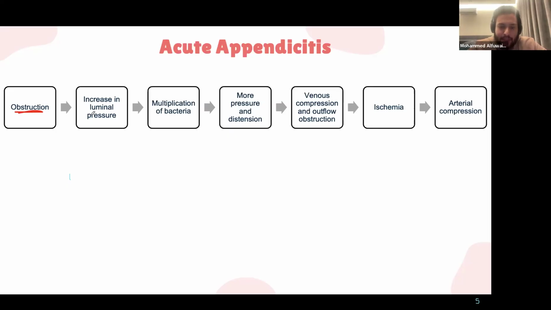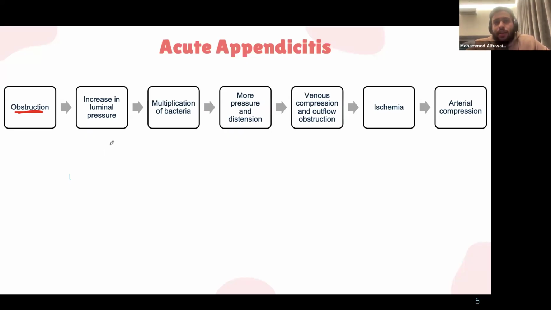Let's just say someone who has constipation and their stool became very hard. The stool itself can obstruct it. This is what we call a fecalith. A fecalith is basically a very hardened piece of stool that obstructs the opening of the appendix.